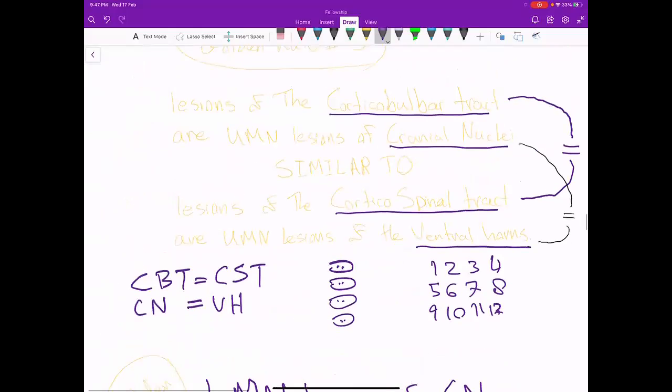One, the golden rule: the corticobulbar tracts are the same concept as the corticospinal tracts. The cranial nerves are the same concept as the ventral horns. We can damage the cranial nerves, but it will be a lower motor neuron lesion, just like if we damage the ventral horns. Cranial nerve lower motor neuron lesions are at the level of where they belong, and we know where they belong by the rule of 4: they will be ipsilateral.